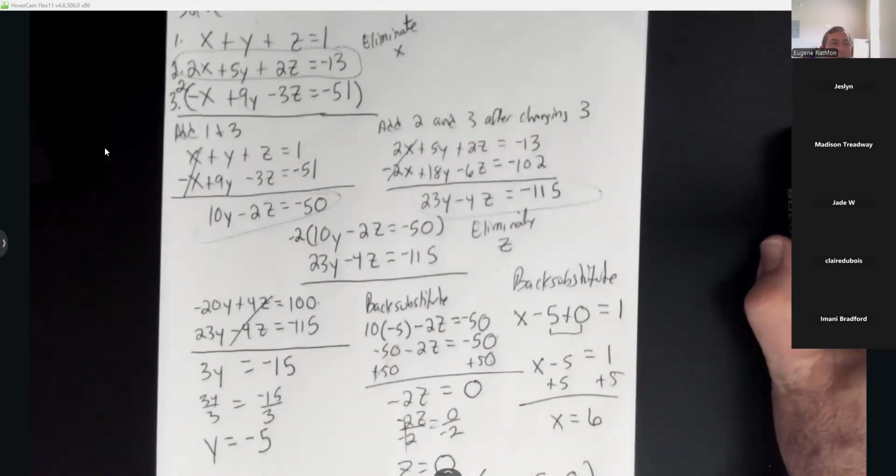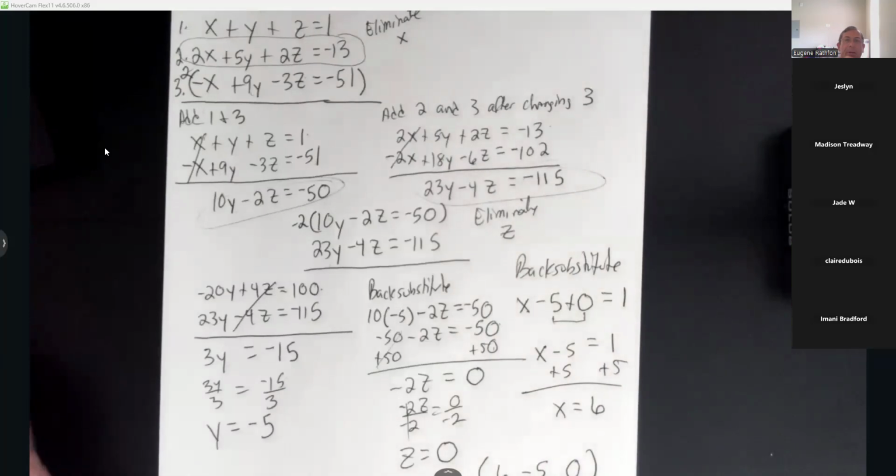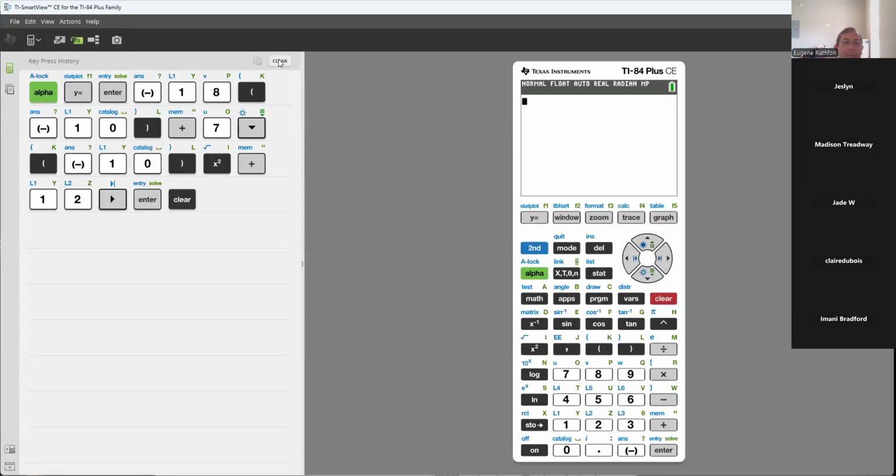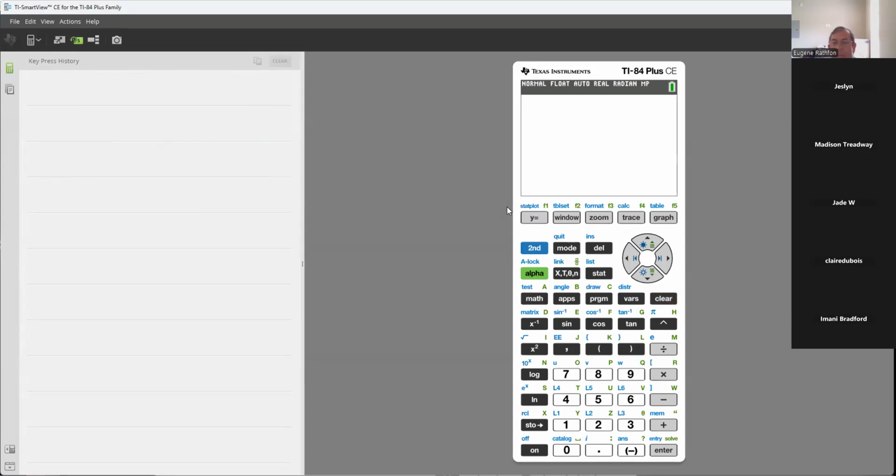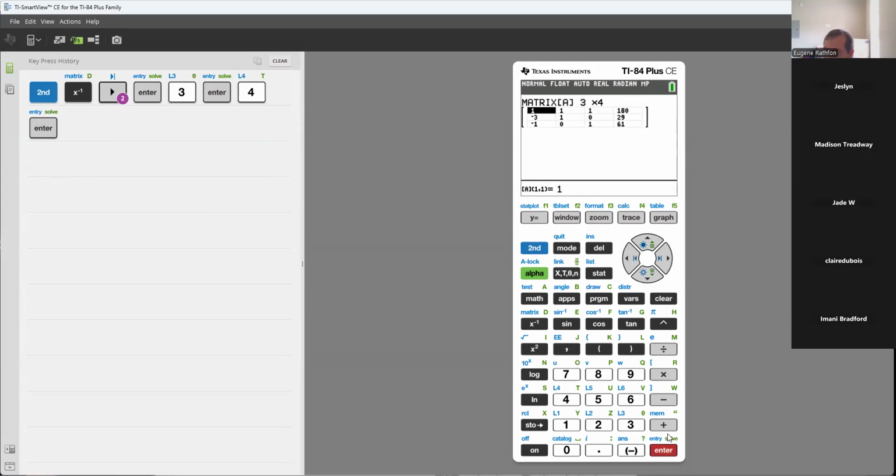All right, y'all. Let me show you on the calculator just one more time. So for my calculator, I'm going to clear everything out. On the calculator, I would go to second, x -1 for my matrix, arrow right, and hit edit and enter. It's a 3 enter by 4 enter. And then you're just putting in your numbers. 1 enter, 1 enter, 1 enter for 1x, 1y, 1z equaled 1 enter.